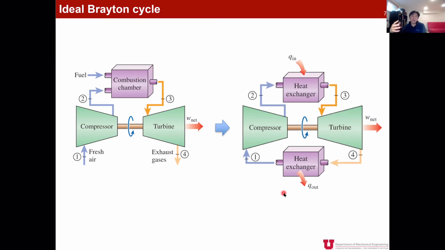So how can you make the ideal Brayton cycle? We already talked about certain simplifications that we have to consider when you deal with the ideal Brayton cycle. But at the same time, we have to consider that your compression process is also ideal, and the expansion process in the turbine should also be ideal.